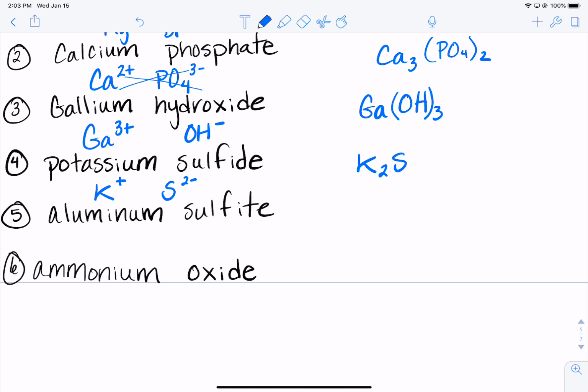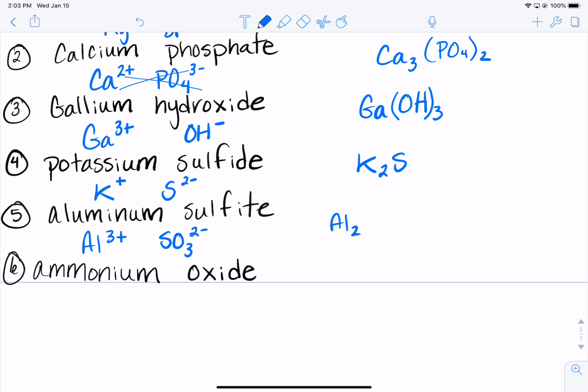All right, aluminum sulfite. So notice sulfide, sulfite. Very close, but aluminum, Al3+, sulfite. If it ends in ite or if it ends in ate, I should be looking at that chart. So what is a sulfite? Two minus, good. Okay, so I need 2 aluminums, and I need 3 sulfites.